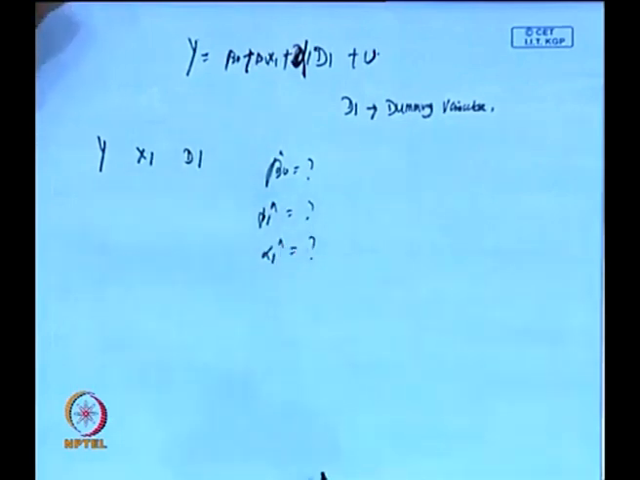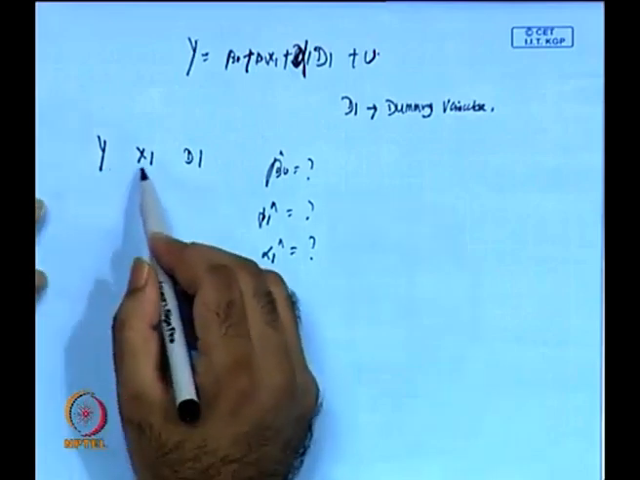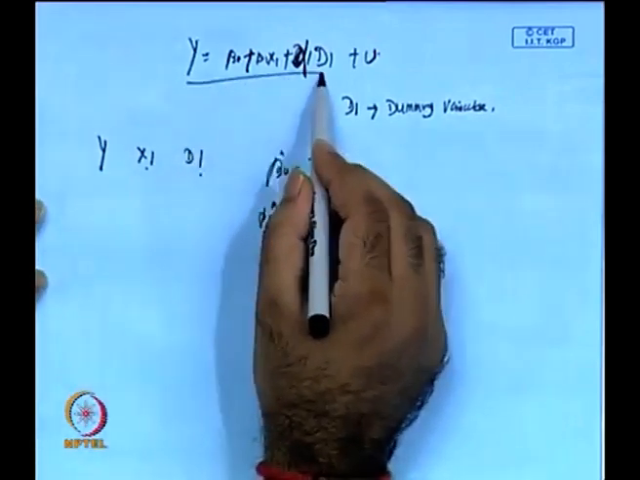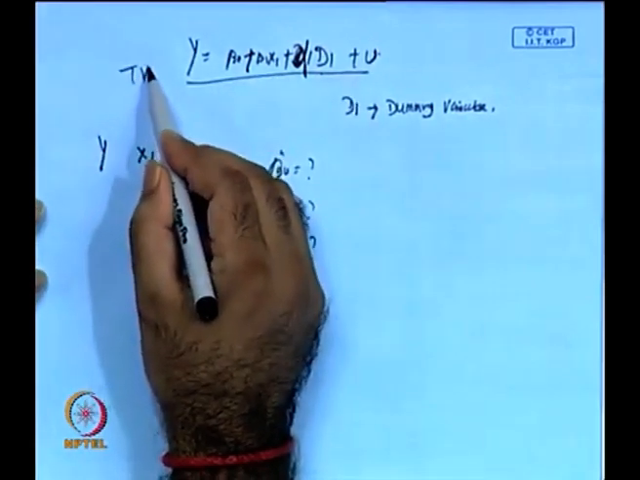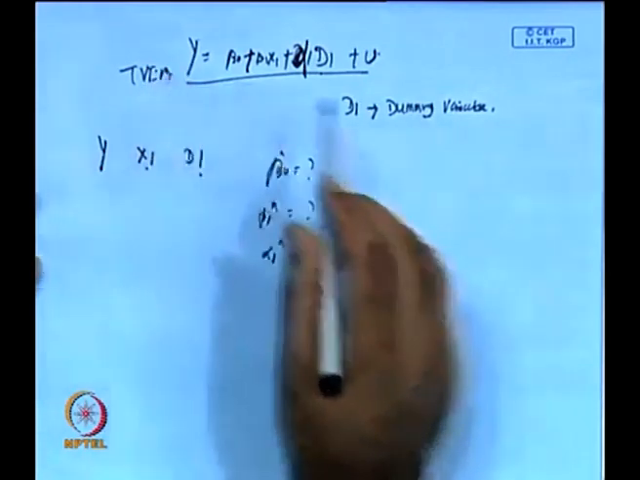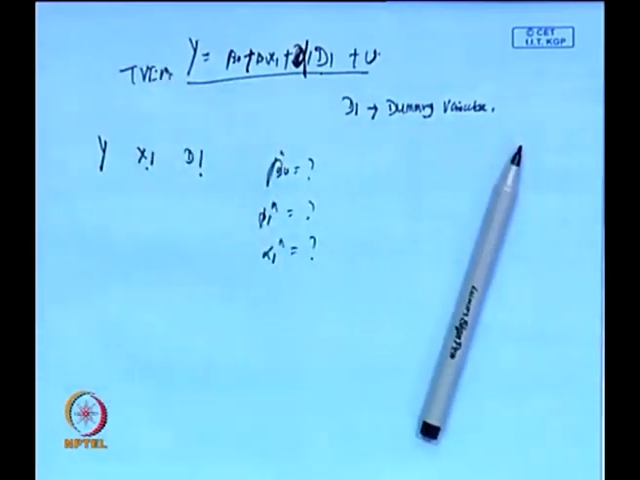So, these are our requirements. We have y, x1, d1. That means by default it looks like a trivariate econometric modeling, which we have discussed long back, okay.